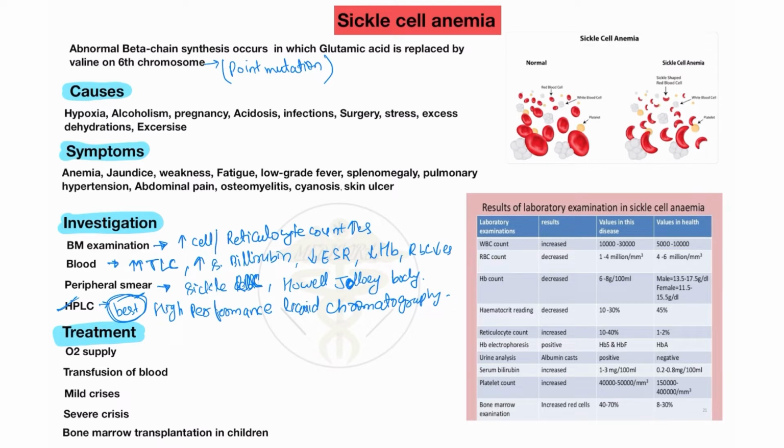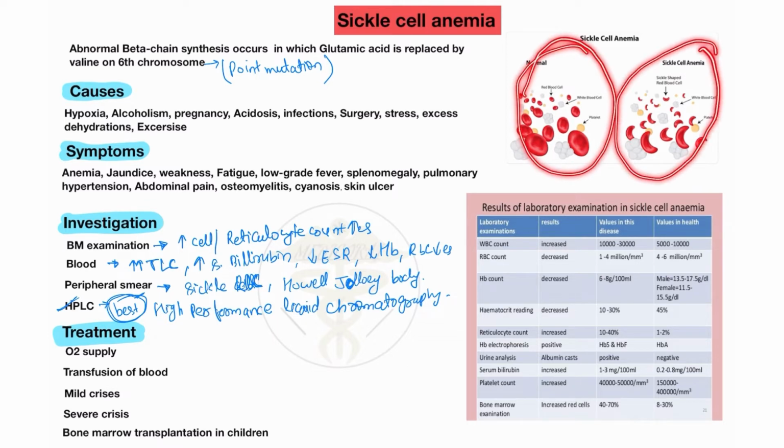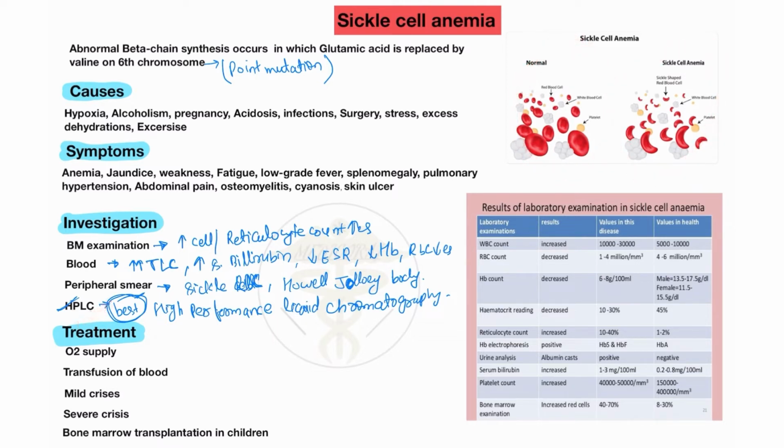High performance liquid chromatography is the best method for investigation of a sickle cell anemia patient, because when this investigation takes place, you will see this is the normal RBC, this is the sickle cell RBC. Sickle-like RBCs appear in the blood and peripheral smear. So the best investigation is HPLC for sickle cell anemia.